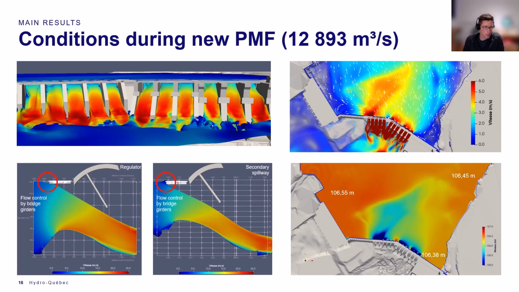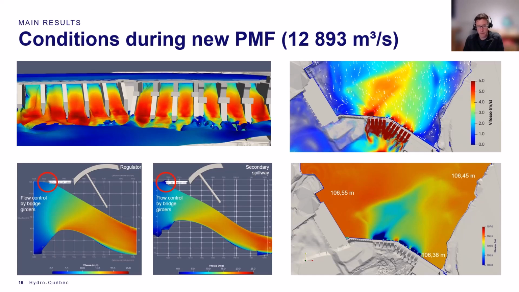At the bottom left, you can see that the slices taken from the regulating spillway and secondary spillway show that the water touches the bridge deck. This has an incidence on the flow rate. The actual capacity has decreased since there's contact with the various structural parts of the dam.